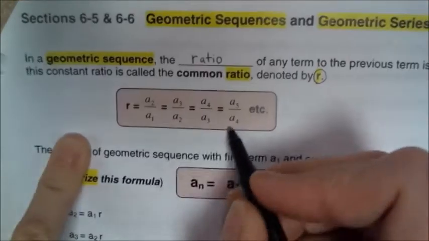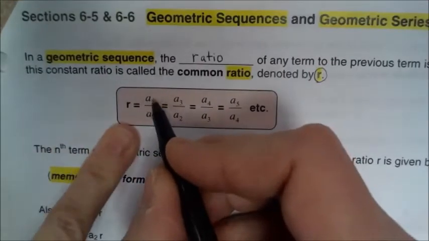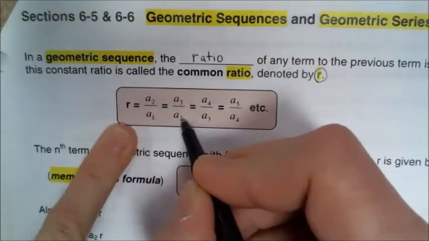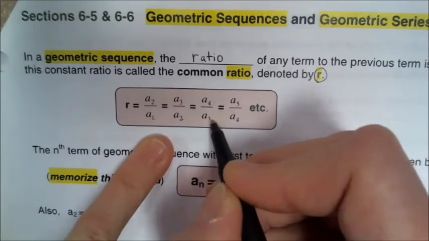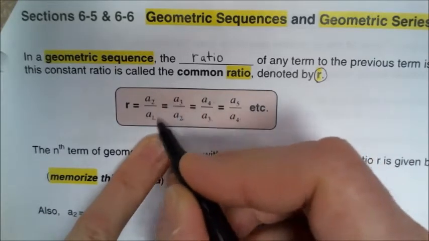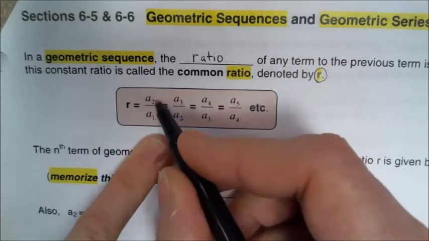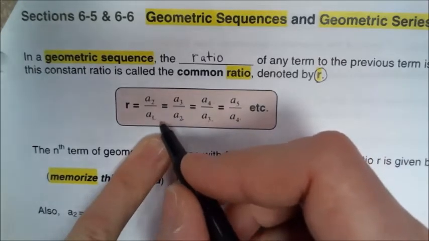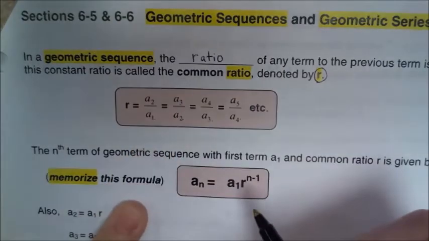So what is R? R is when you divide the second term by the first term, or the third term by the second term, or the fourth term by the third term, or the fifth term by the fourth term. When you divide two terms, one following and then by the other previous, you always get the same number, and that's going to be called R.